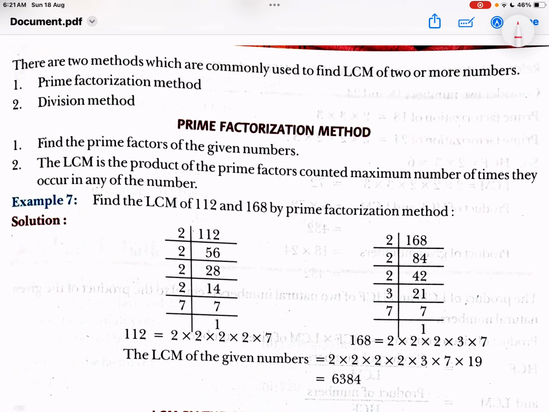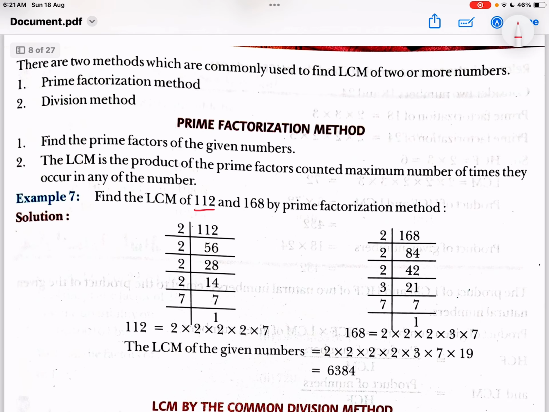Here we have to be very clear what the word multiple is, and least and common you will realize very soon after seeing the example. Okay, so if the definition of multiple is clear, that would be very easy. Just see this example. We have to find the LCM of 112 and 168 by the prime factorization method. The method name is prime factorization method.